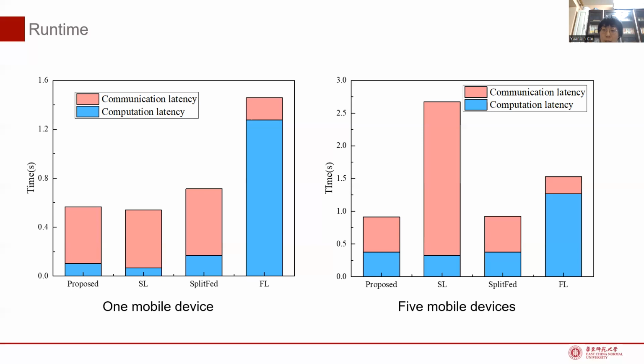When there are 5 mobile devices, the time of split learning becomes much longer because of its serial training mode. Our proposed algorithm has the shortest time, and the gap between ours and the split learning will widen as the number of devices increases.